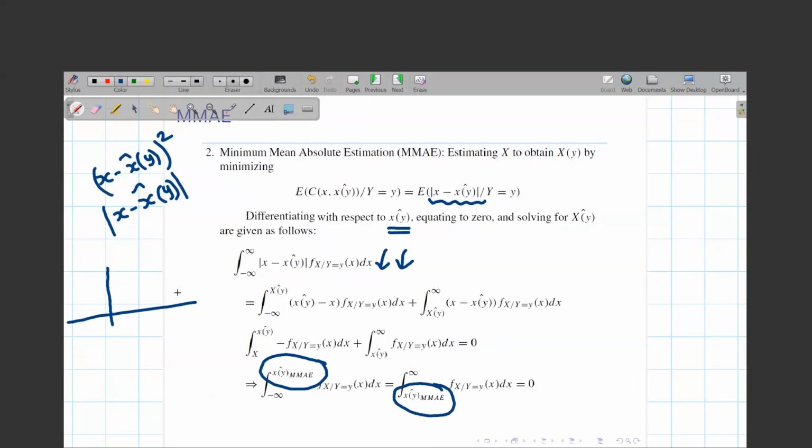In the earlier case, we had a density function. In this case, the conditional median comes into the picture. It is the area all the way from minus infinity to x cap of y, MMAE. MMAE is just a notation for the solution: minimum mean absolute error estimation. And then we have this area.